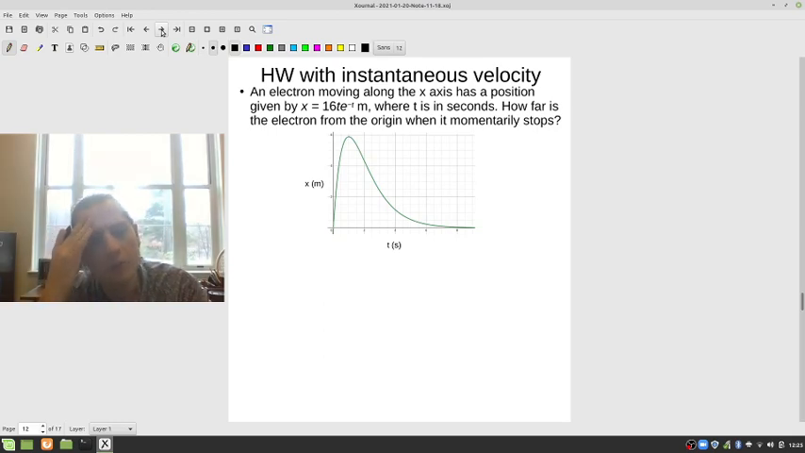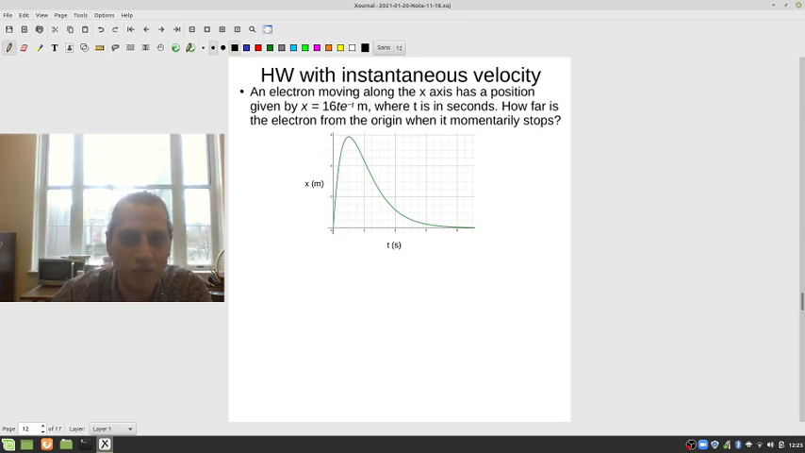Now, I gave you a couple of homework problems with this instantaneous velocity. I think it's pretty easy, except maybe you have to dust off your bookshelf with the calculus book on it. So let's look at this one.